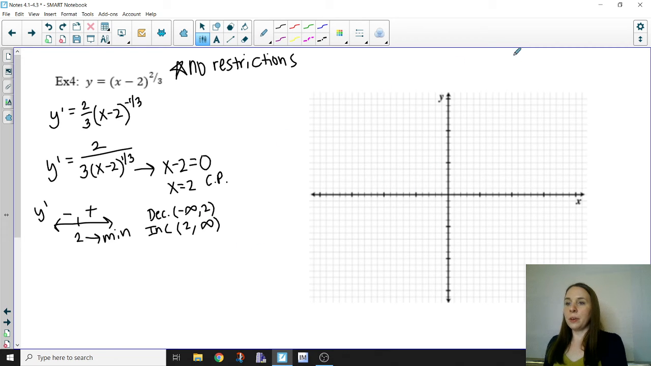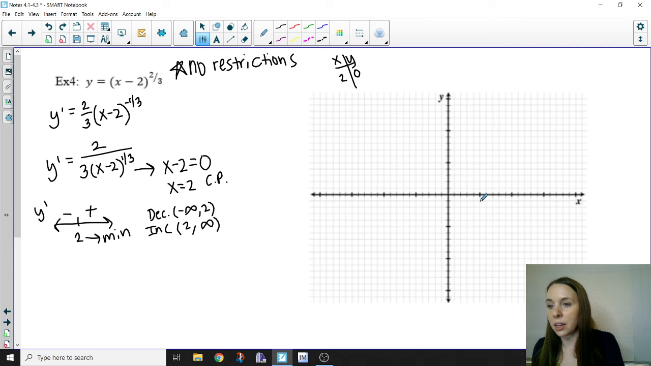So, maybe we should think about doing a little x-y table to see when x is 2, what is y? So we can plot that exact point. 2 minus 2 is 0. 0 to the 2/3 power is still 0. So we're going to plot our minimum point at, let's see, how did I scale this? I did this again. This is 1, 2, 3, and negatives over here.